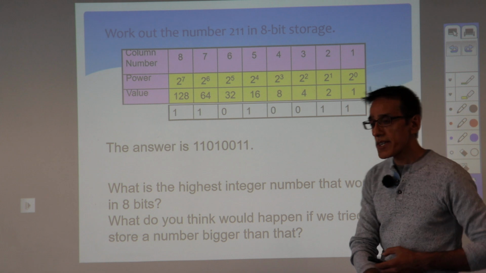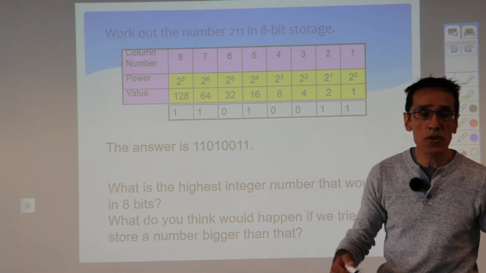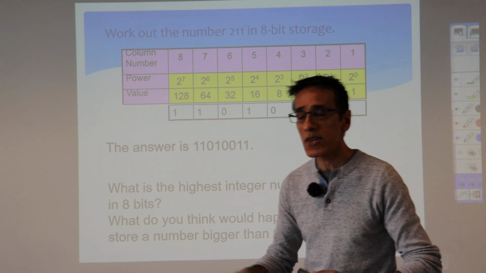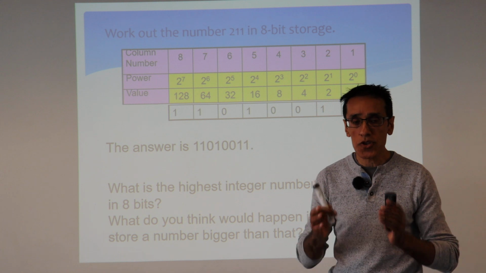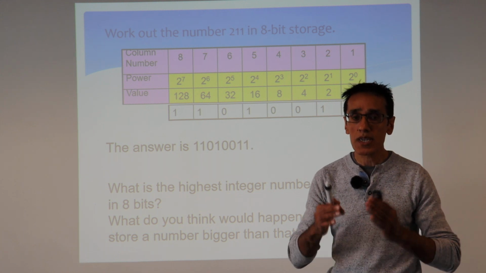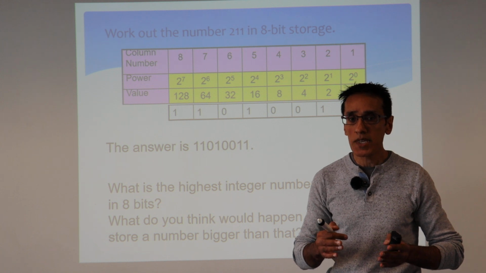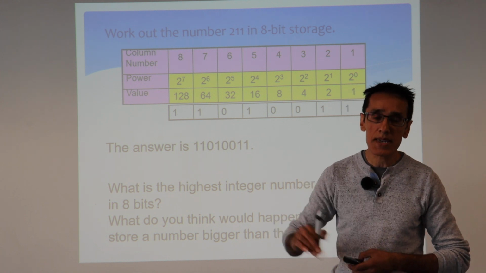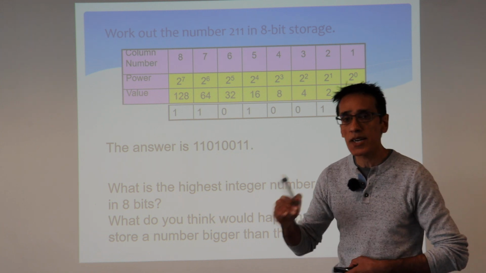What would happen if you tried to store a number larger than this using 8 bits? Well, we would result in something called an overflow. So number representation using bits, using specific amounts of bits, always has a maximum limit to the number that those number of bits can store.